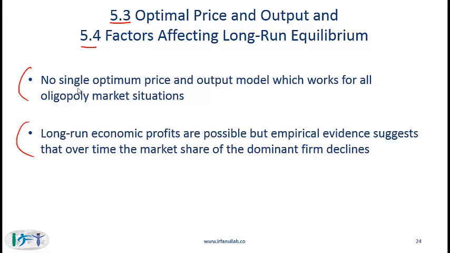There is no single optimum price and output model which works for all oligopoly market situations. As you might have realized, there can be many different kinds of oligopolies. We can have the dominant firm oligopoly. We can have a duopoly where there are essentially two players. You can have three firms in an oligopoly, and then the strategies that are being used by the firms might be different. So we cannot use one single model to come up with the optimum price and output.